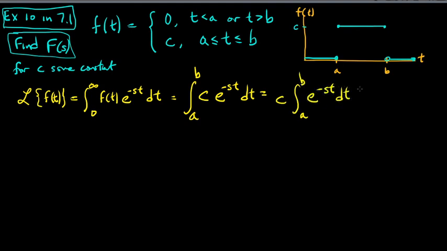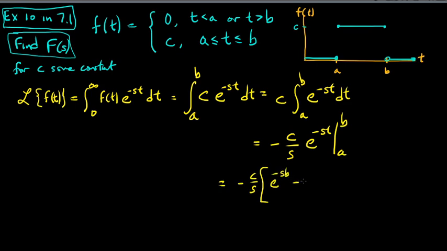And we've seen this integral many, many times. e to the negative st is just negative 1 over s, so negative c over s times e to the negative st. And then you just plug in the a and the b, right? So this is negative c over s times e to the negative sb minus e to the negative sa. And I guess that's it.